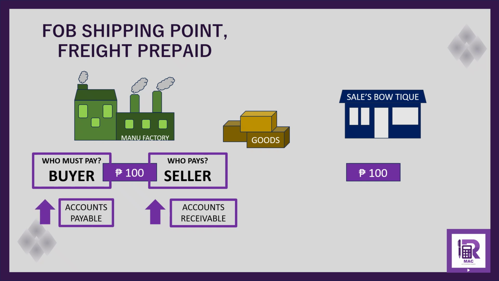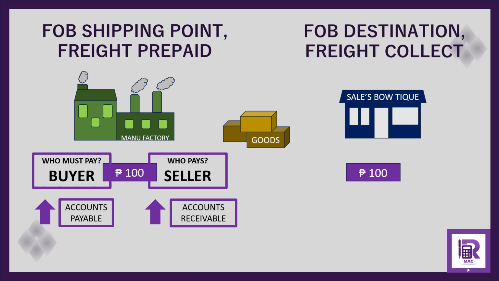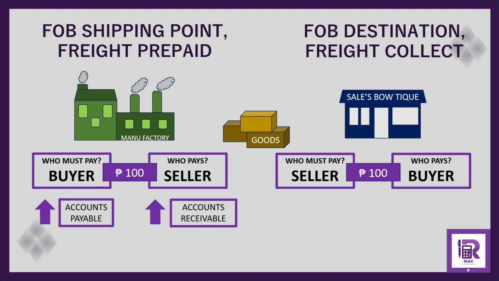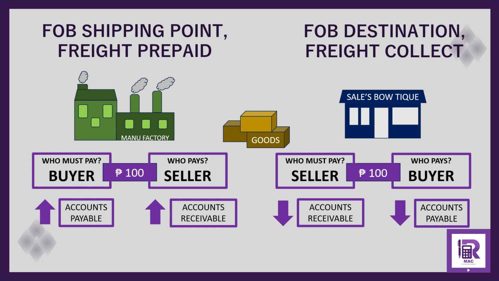On the other hand, in FOB destination freight collect, the seller must pay for the freight, but the buyer shoulders first the payment. So in this case, the seller will decrease its accounts receivable to be collected, while the buyer decreases its accounts payable to be paid to the seller.